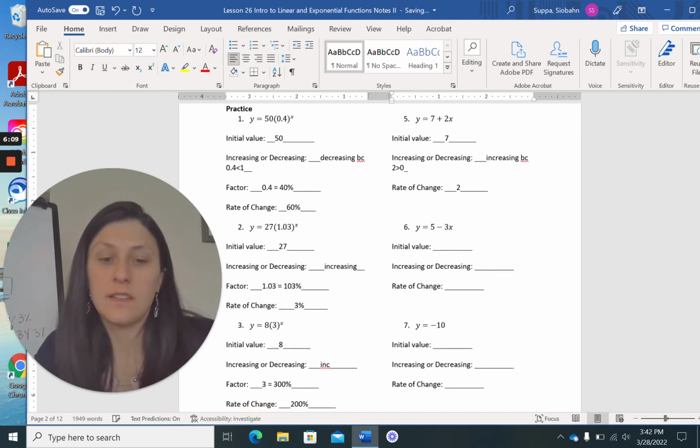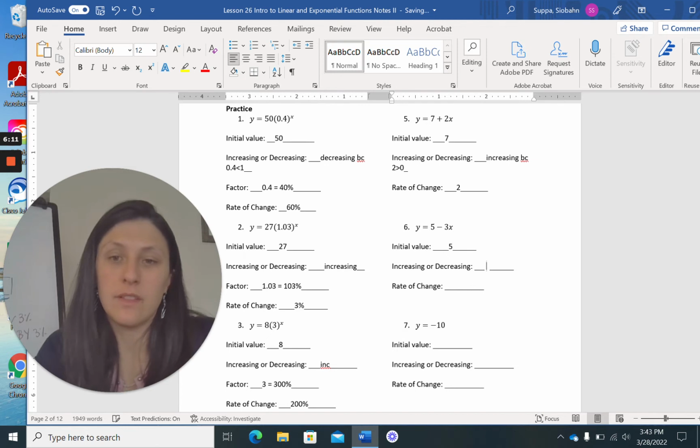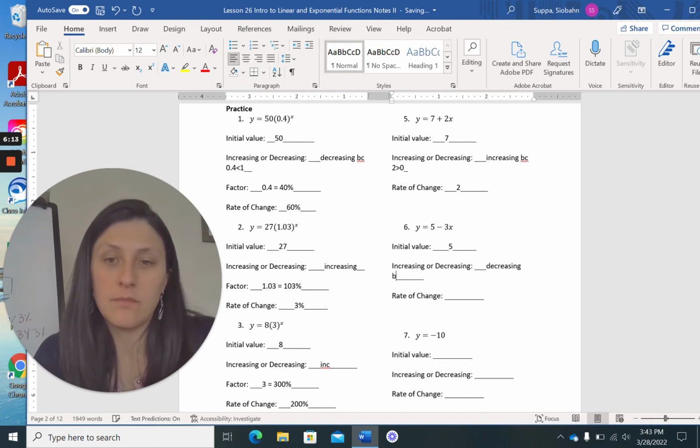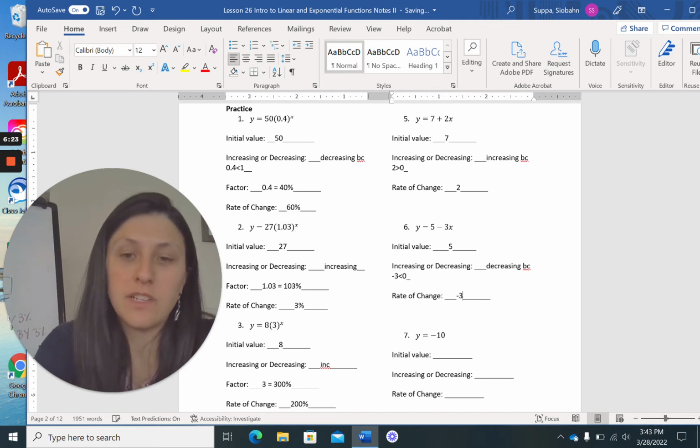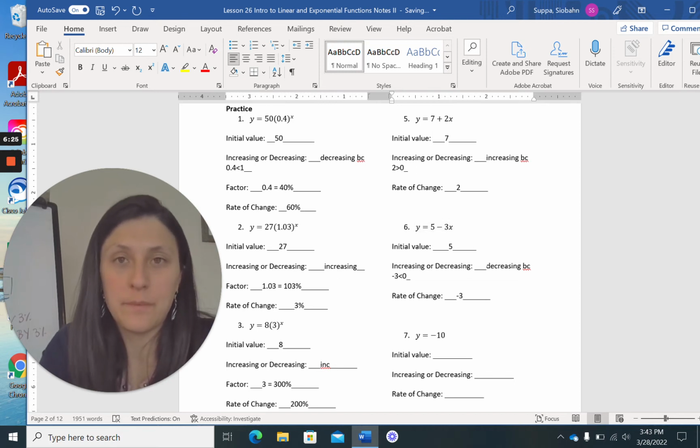For number 6, the initial value here is 5. This is decreasing because -3 is less than 0. In other words, because that's a negative, then this is a decreasing function. And the rate of change is -3.